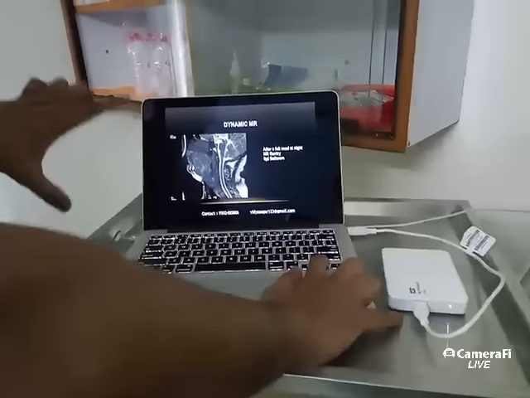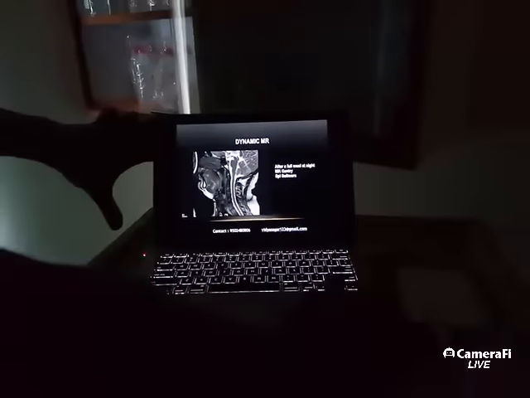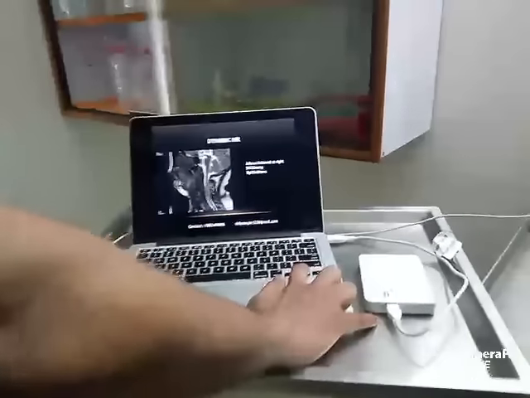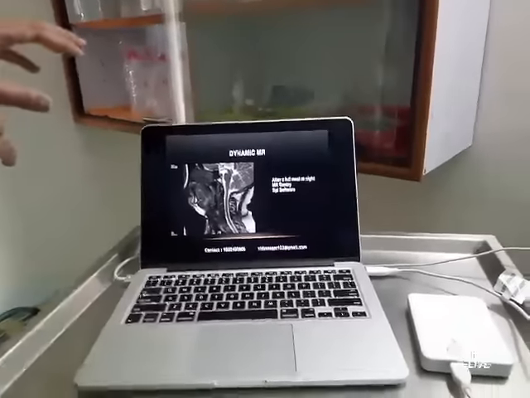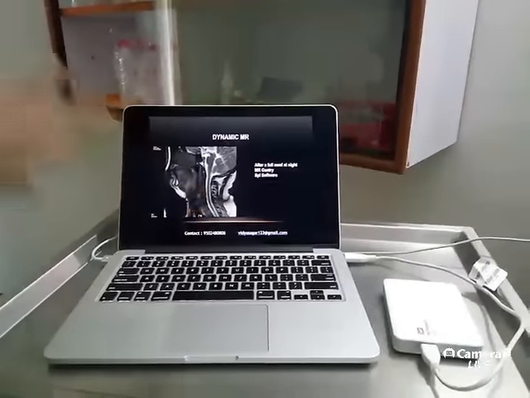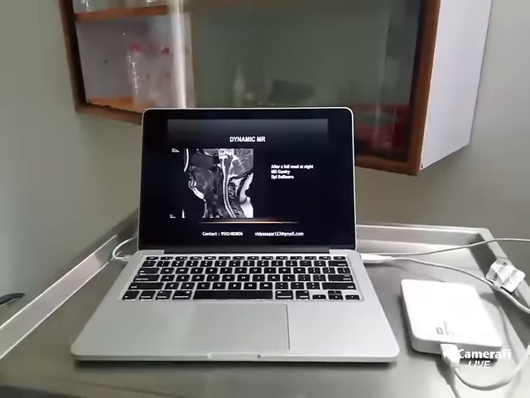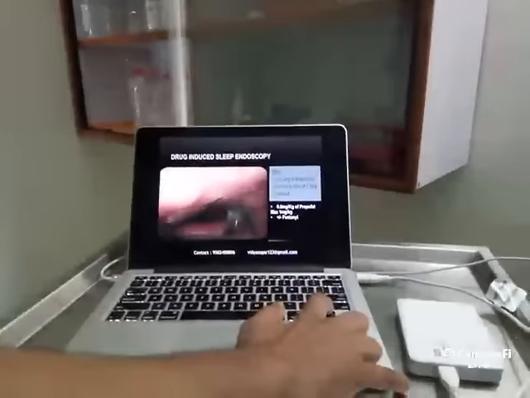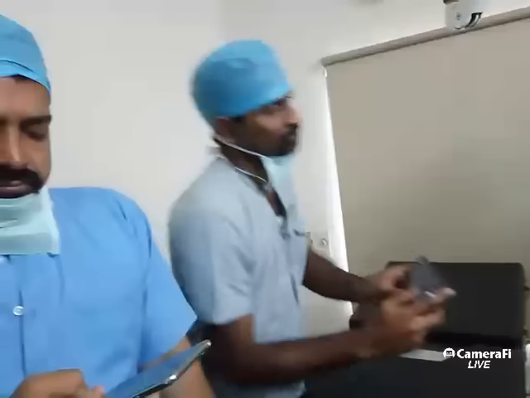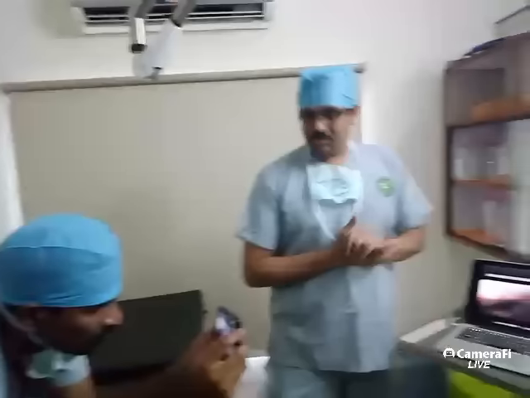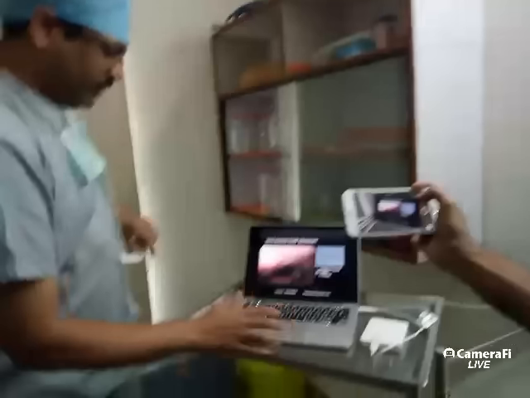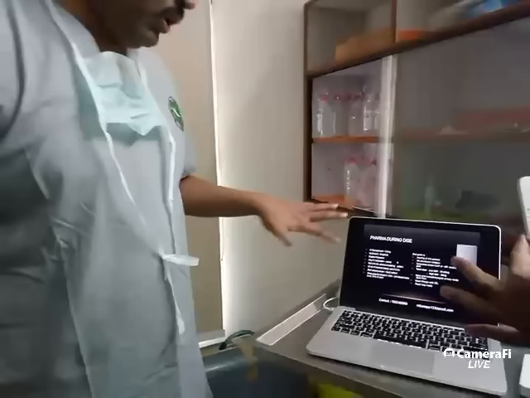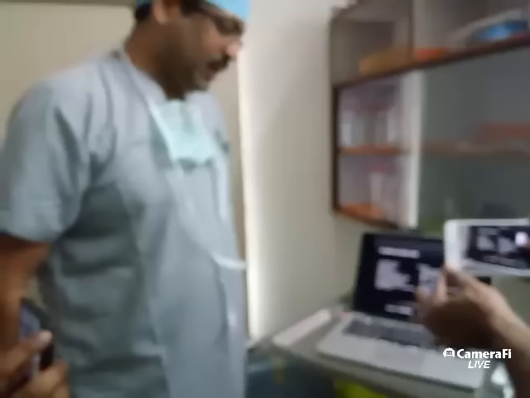And this is the dynamic MRI that I was talking to you about, wherein the patient is given sedation and goes into the MRI gantry, and there is special software to capture these dynamic movements and what type of collapses occur. The setup is such that we give IV sedation, and the procedure is done accordingly.